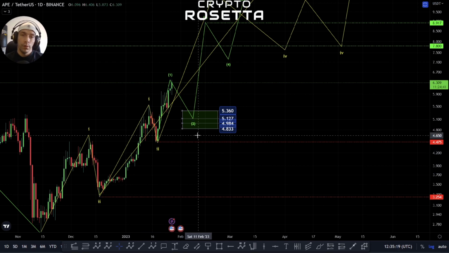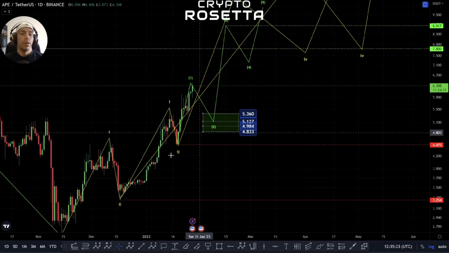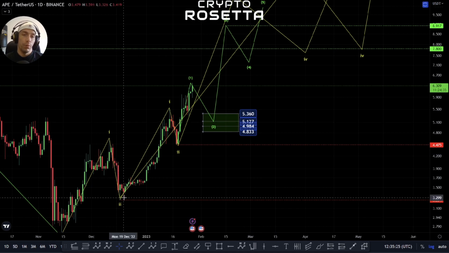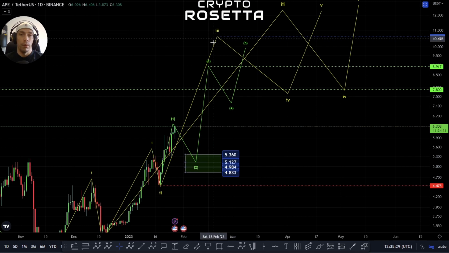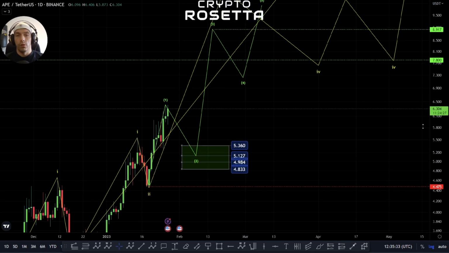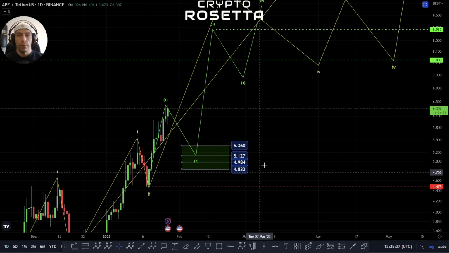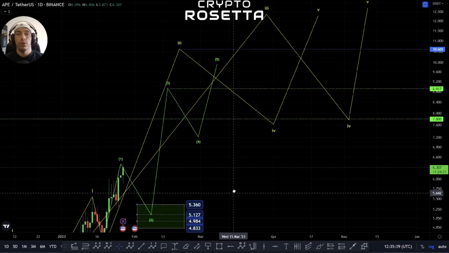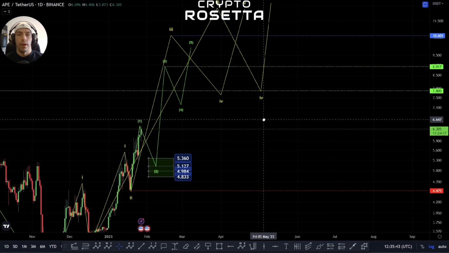If we lose this 447 area, effectively this would invalidate this count. So the way we'd be looking at this is potentially as a 1-2, 1-2, and then finally forming this 3rd wave of the 3rd wave here. What we'd want to do is come back down, form this wave 2 in this 5360 area, and actually look to push up again. So this would be looking for continuation in this manner.